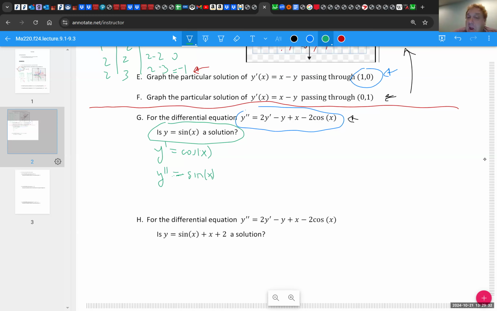All right, so I'm just going to plug stuff in, just like you're plugging in for other equations. So y double prime, we know what that is. That's negative sine x. So we get negative sine x equals, and now I'm going to put a question mark over this equals. We don't really know it's true. We're trying to determine whether this is true. So I'm going to put a little question mark there. 2 times y prime. y prime is cosine. So 2 times cosine.